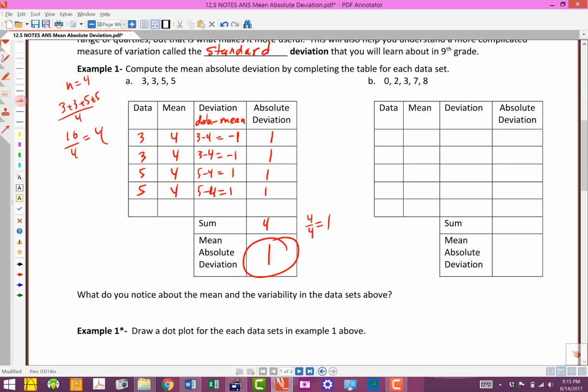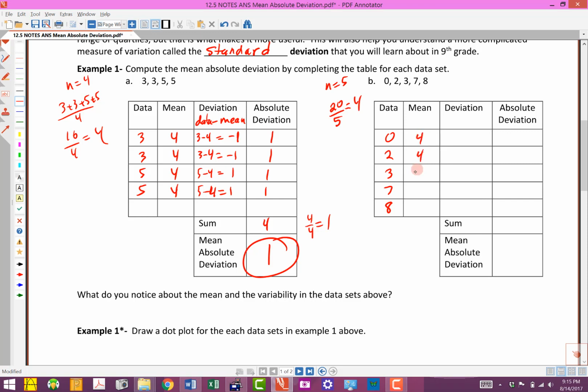So here's what we've got on this one. We've got 0 and 2 and 3 and 7 and 8. You'll notice that there are 5 pieces of data on here. If we add these up, this would be 0 plus 2 plus 3, that's going to be 5. Another 7 is 12, so this would be 20. So if I add all those up, I get 20. I'm going to divide by 5, so I end up with 4. So lo and behold, on this one, we end up with the same mean. We end up with 4.